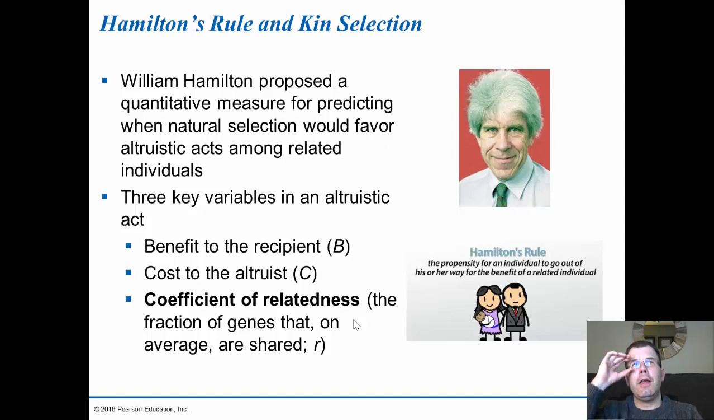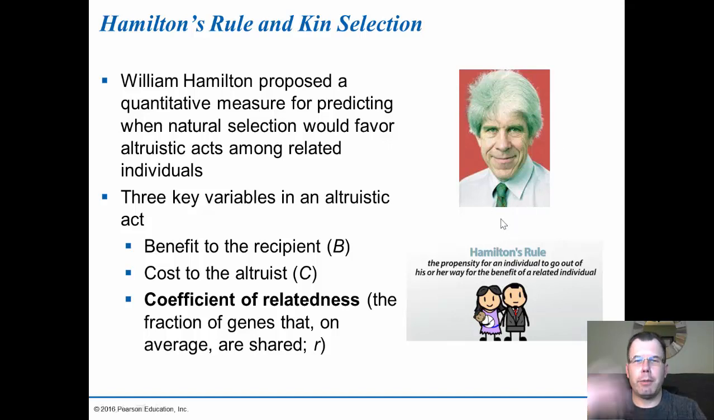So this was a hypothesis that was proposed by William Hamilton, who decided to come up with a quantitative measure for predicting natural selection versus altruistic acts in individuals. And the variables in this altruistic act are the benefit to the recipient, the cost to the altruist, so what happens if that altruist dies, and then the coefficient of relatedness, the genes that are shared, and that's the R. And so Hamilton's rule basically states the propensity of an individual to go out of his or her way to benefit a related individual, and that's William Hamilton's rule.